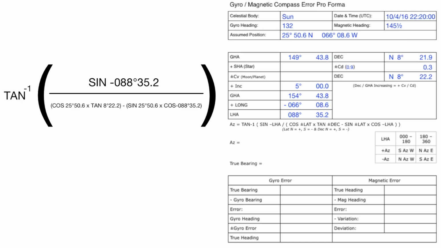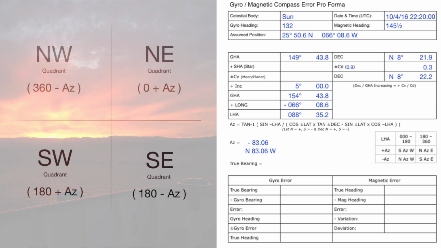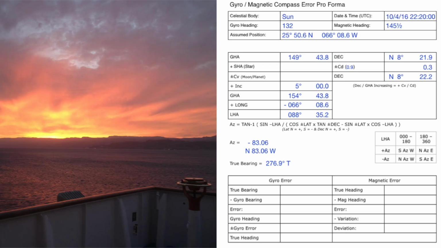We do the same with the declination. So when we type this into our calculator, it gives us the answer of -83.06. We convert this to a quadrantal using the little table on the right. As our LHA is between 0 and 180, and our azimuth is negative, we name it N83.06W, which we then convert to a true bearing. As it's the northwest quadrant, we subtract it from 360, giving us a true bearing of 276.9°. Now we can work out our gyro error.